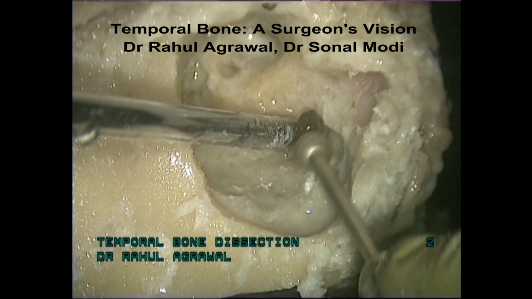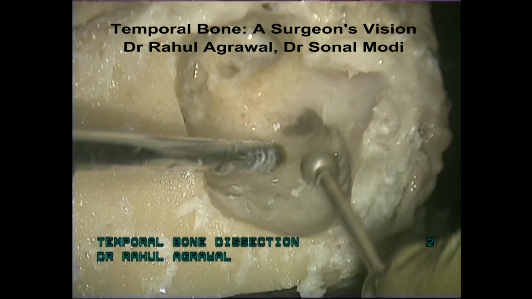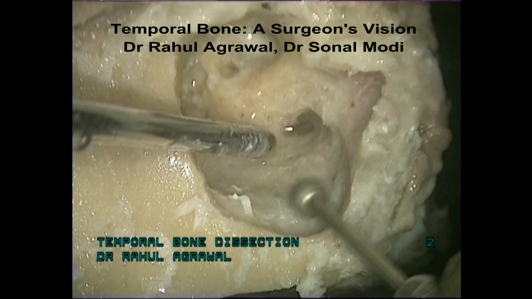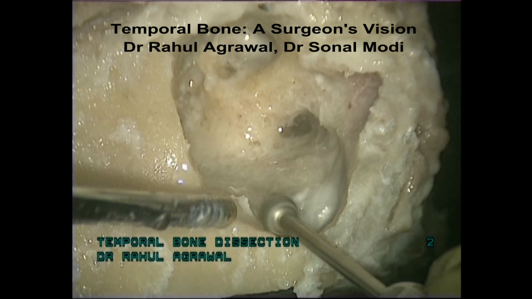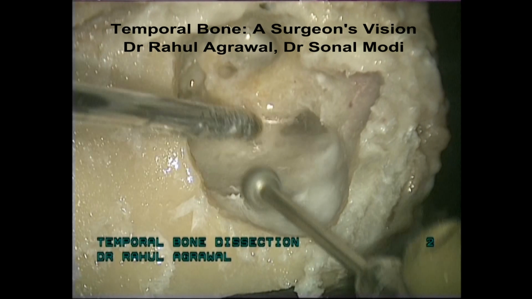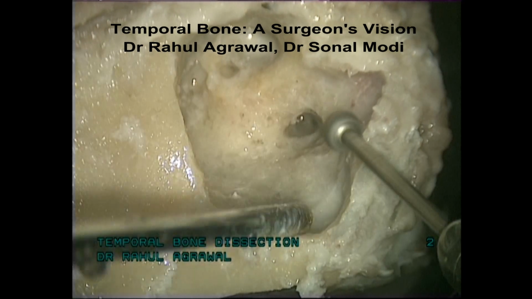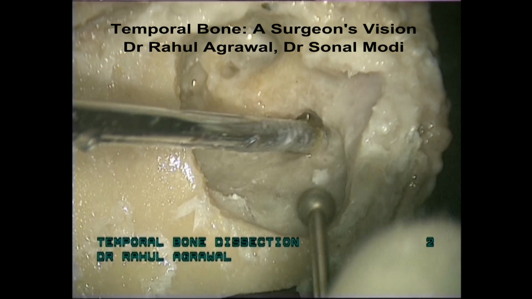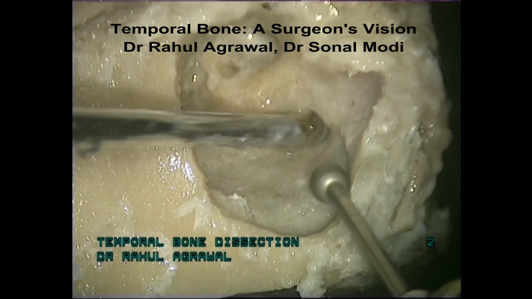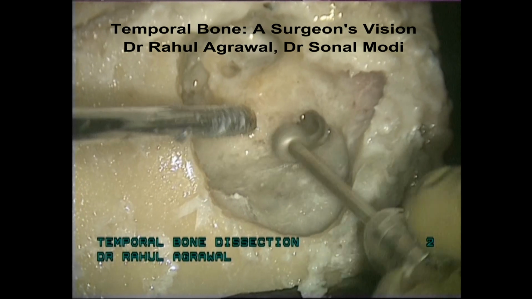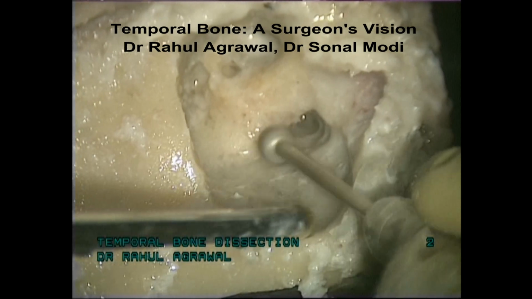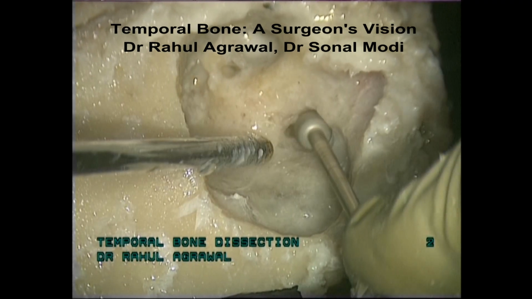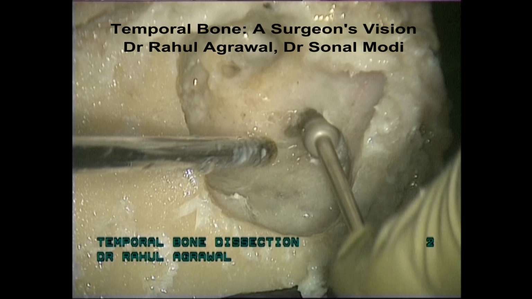You can use a large size diamond burr to remove the last bits of cells. Now we are drilling over the sigmoid sinus to remove the last bits of cells. Polish the whole cavity with a large size diamond burr so that no cell is left behind and you see a uniformly thin plate of bone over all the important structures.